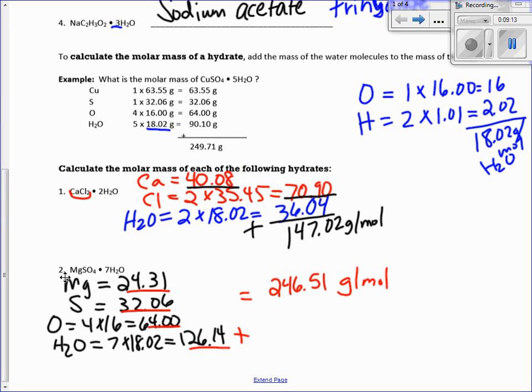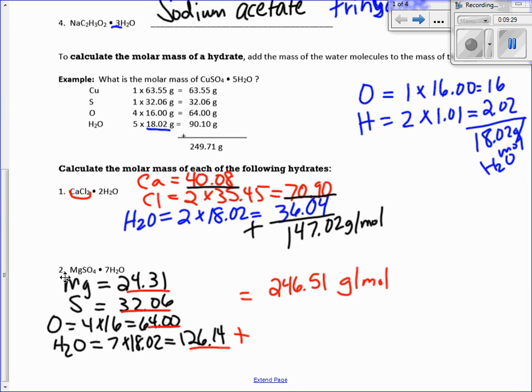Okay, so check this out. Did you get that answer? Did they all add up that way? Okay. 246.51. Now I'm going to use this example in the next section so that you can practice a little bit more.